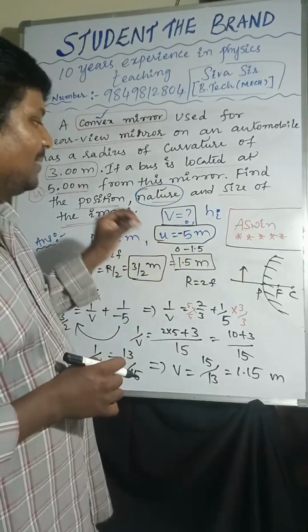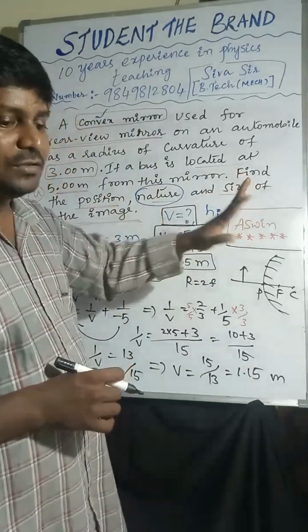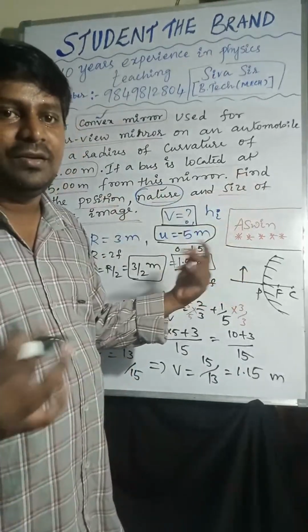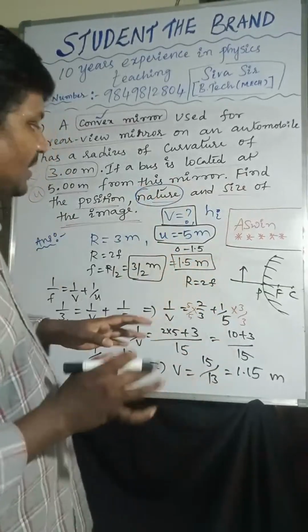Here you can see I'm taking 0 to 1.5. So the image should form between 0 and 1.5. That's enough. So you know the answer, right? Already you know the answer, but you have to prove it. That is the only thing. So how to prove it?